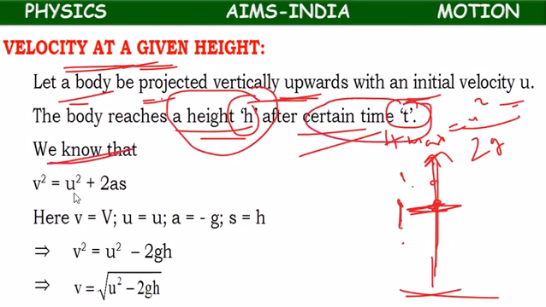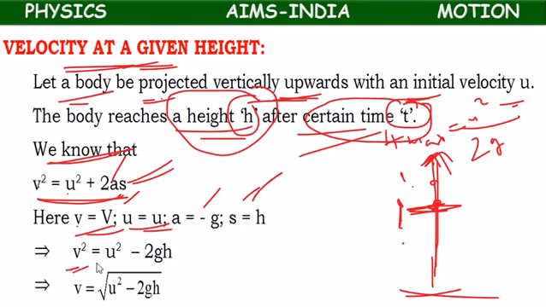We know one formula, v square equals u square plus 2as. Here v is the final velocity, capital V, and u is the initial velocity, small u. Because the body is going up, acceleration is minus g. Displacement, let it be a certain height h. So in the place of a we will keep minus g, and in the place of s we will keep h. It will become v square equals u square minus 2gh.